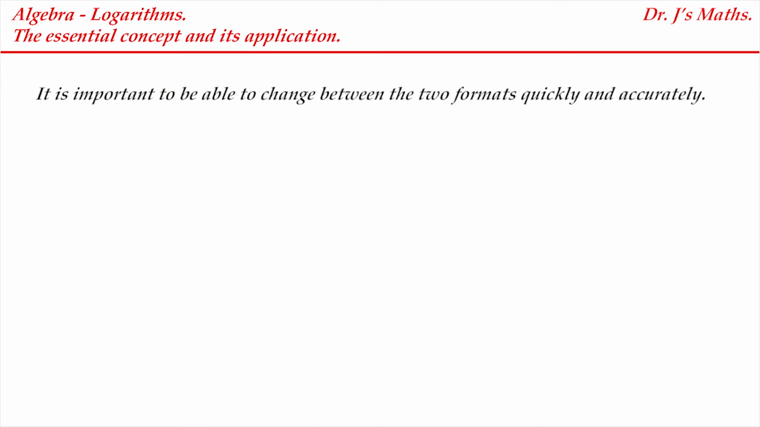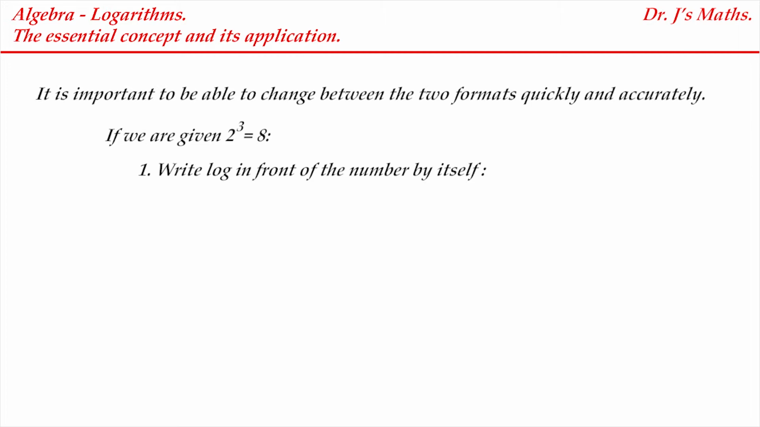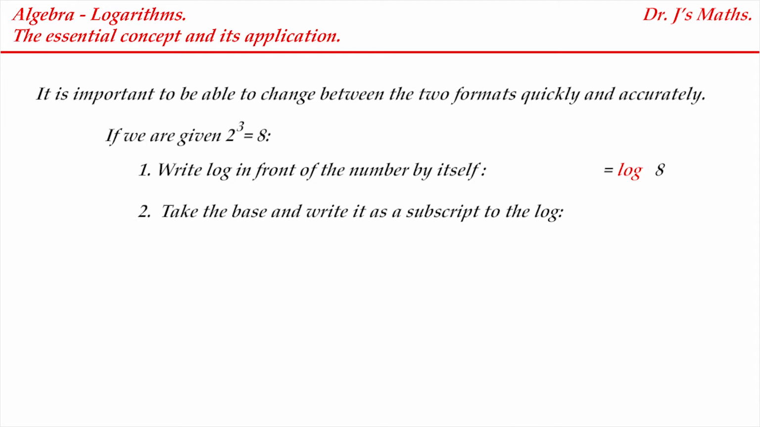It is very important for you to be able to change between the two formats quickly and accurately. So in other words, to be able to change from the exponential format to the logarithmic format. You're going to do it many times, so get good quickly. If we are given 2 cubed equals 8, the way to change from this exponential form to the logarithmic form is write log, L-O-G, in front of the number by itself, so in front of the 8. Take the base from the left-hand side and write it as a subscript to the log on the right-hand side, so the 2 goes underneath.